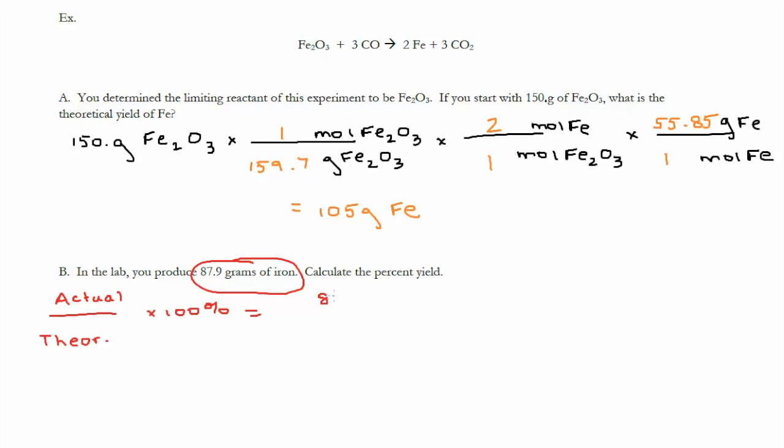So you're going to take 87.9 grams, and you're going to divide that by what you theoretically should have gotten, which is 105, and then you're going to multiply that by 100%. And so what I end up getting for my percent yield in this problem, since I want 3 sig figs, is 83.7%.